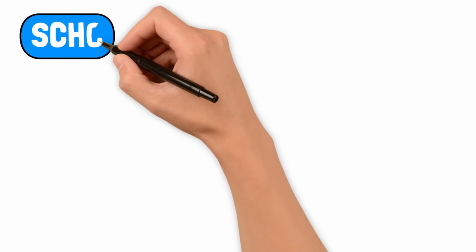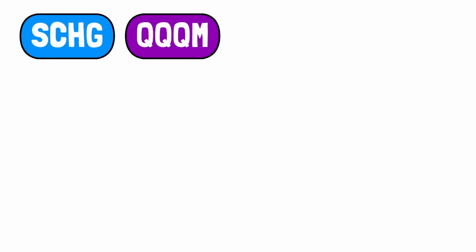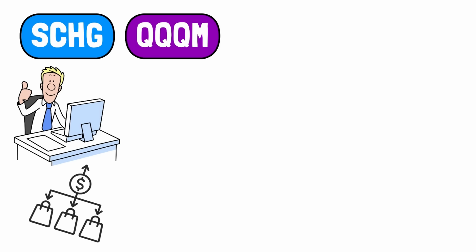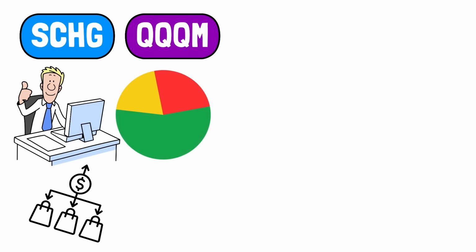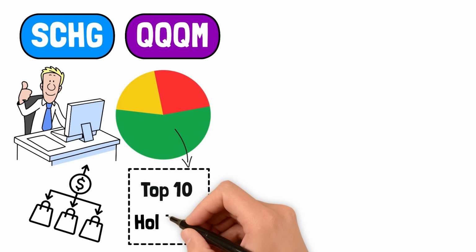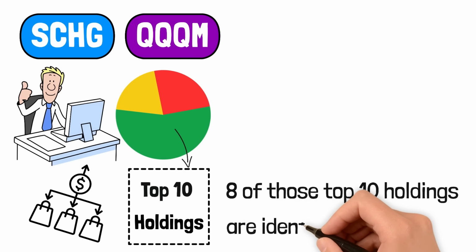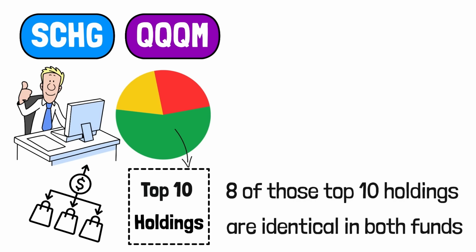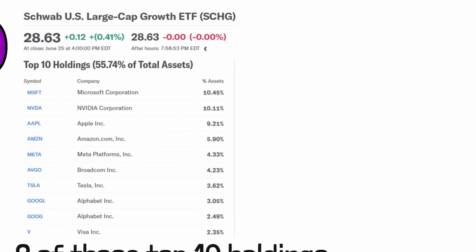You own SCHG or QQQM and think you're diversified across hundreds of companies. But what if I told you that over half of your money is tied up in just 10 stocks, and that 8 of those top 10 holdings are identical in both funds? Let's get granular, because the overlap is staggering.